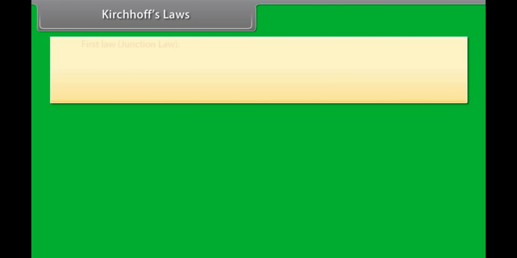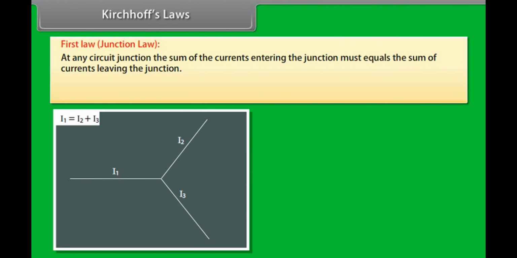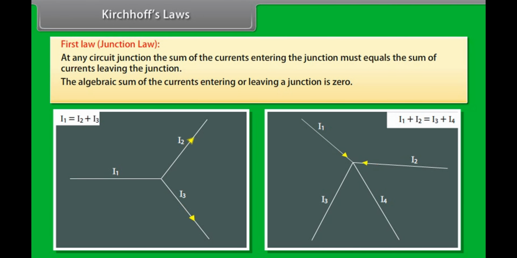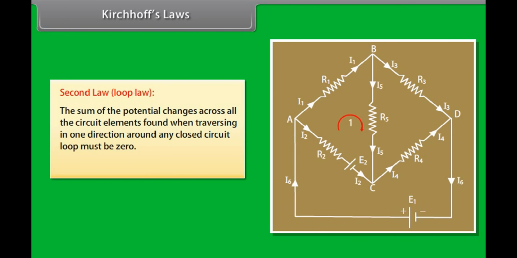Kirchhoff's laws. The first law states that at any circuit junction, the sum of the currents entering the junction must equal the sum of currents leaving the junction. The algebraic sum of the currents entering or leaving a junction is 0. Summation of I is equal to 0. The second law states the sum of the potential changes across all the circuit elements found when traversing in one direction around any closed circuit loop must be 0. Summation of delta V is equal to 0.